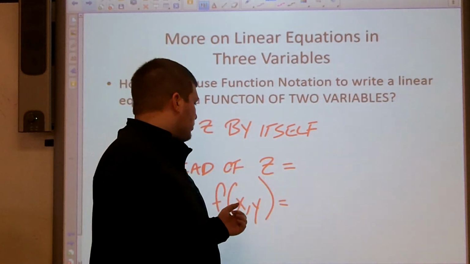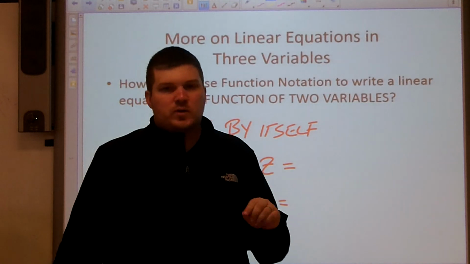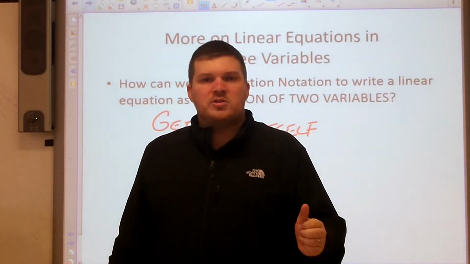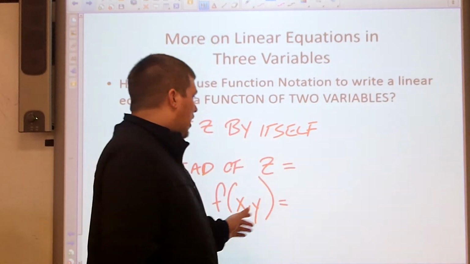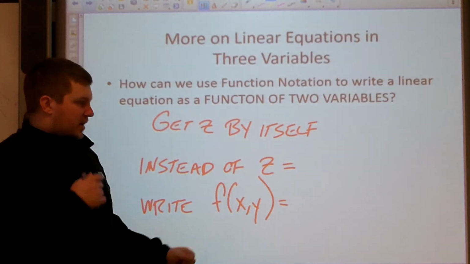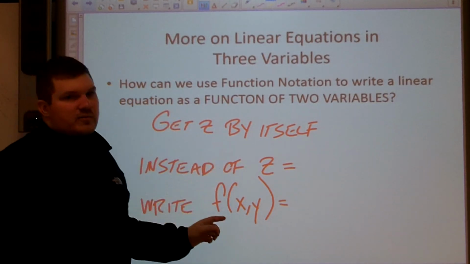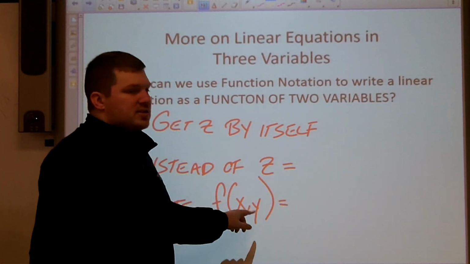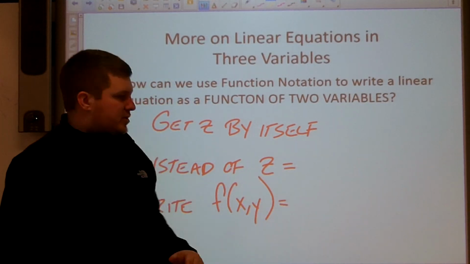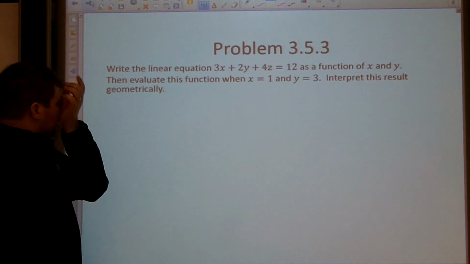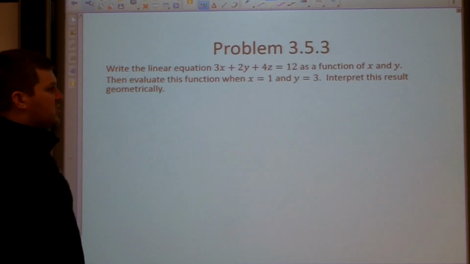And our output, so now we have 2 inputs, 2 things we're putting into our machine. Our x values and our y values. And our output is our z's. Okay, so just like we did in two variables, f of x was just another name for y. f of x comma y is just another name for z. So let's do an example. So write this as a function of x and y.